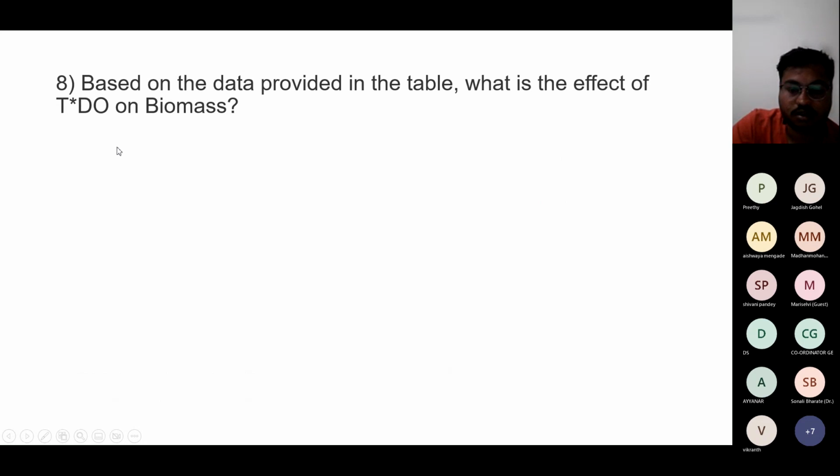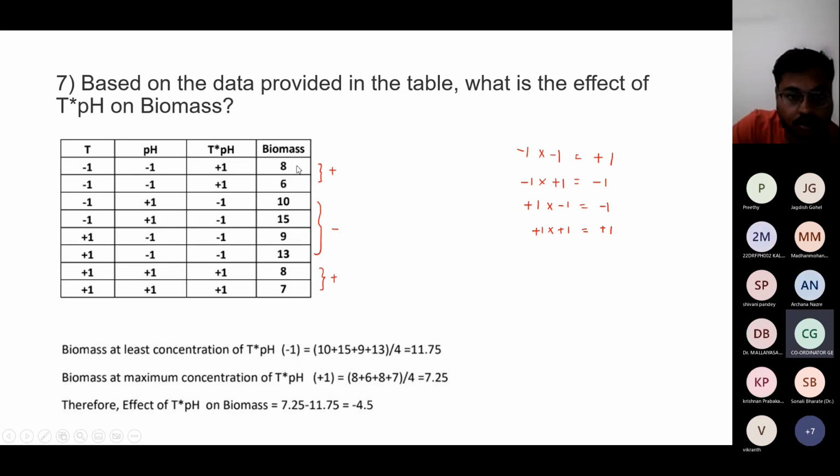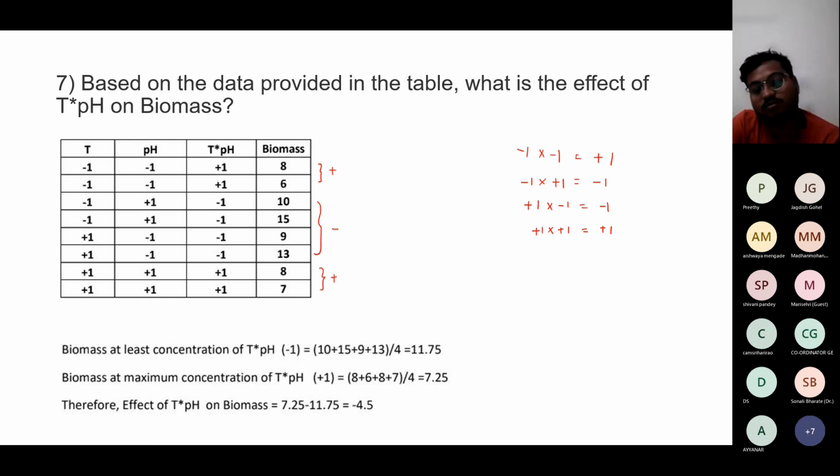Is this clear? So the significance of the negative value, does it mean the biomass is reduced? Kind of, yes. Temperature and pH interaction. So the interaction between temperature and pH reduces biomass is what we'll get from this. Okay, thank you.